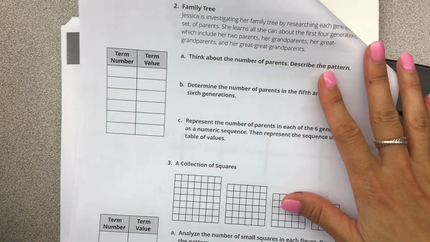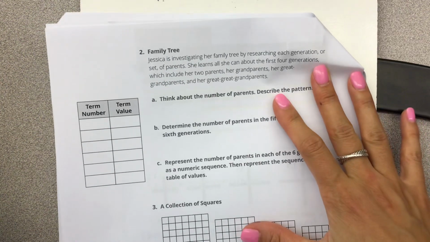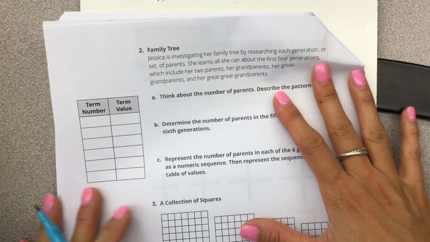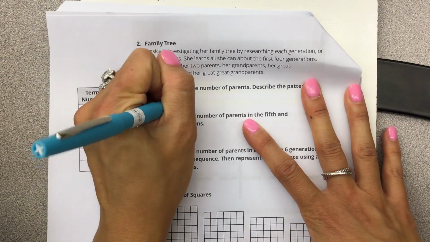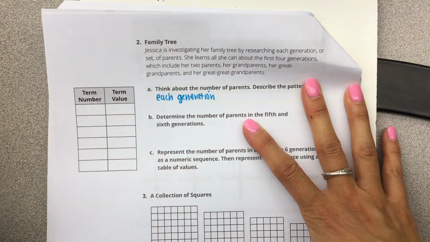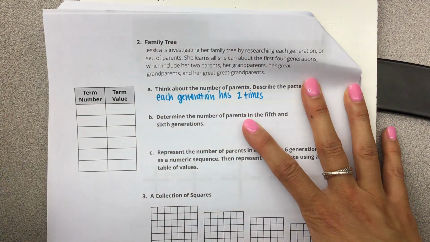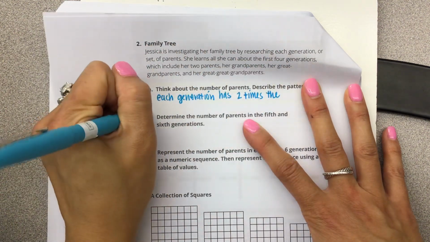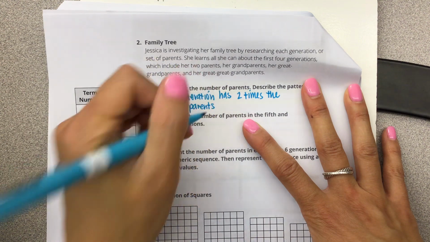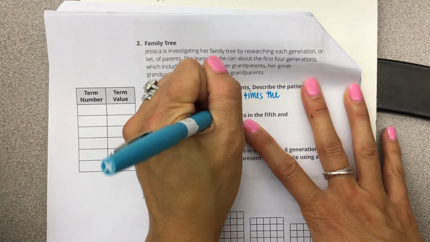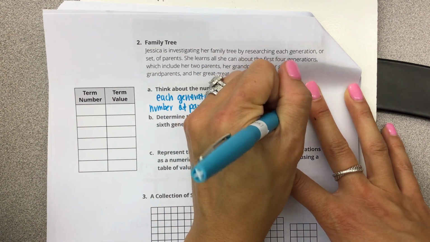So she is starting out with the parents, and then they all have parents, and then they all have parents. So you could see each generation has 2 times the number of parents as the generation before it.